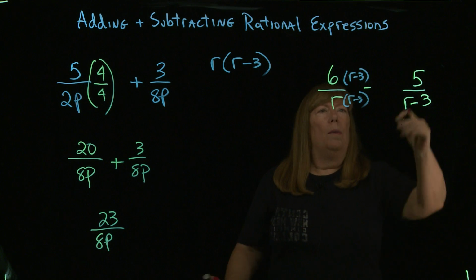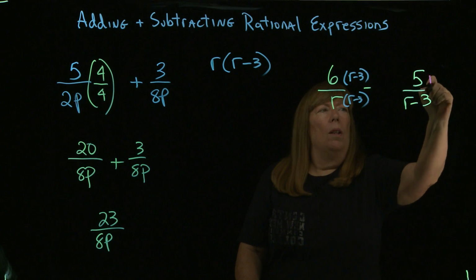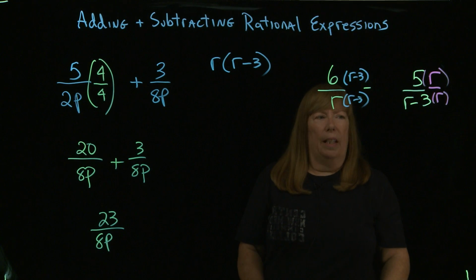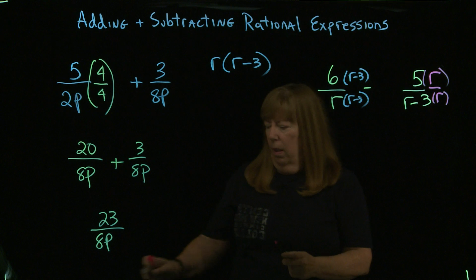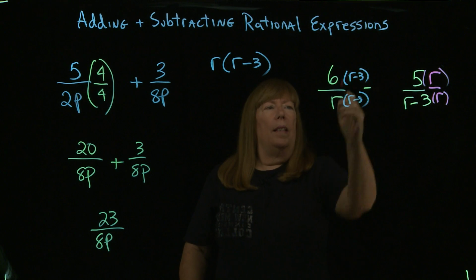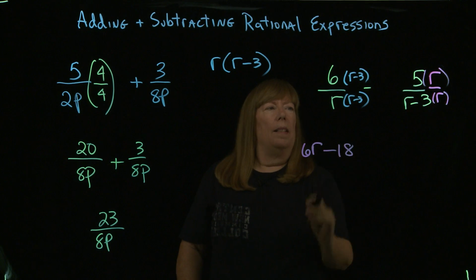And what part is missing from the common denominator over here? Well, that would be the r part. So let's put r over r. Because again, anything over itself is 1, so it's perfectly acceptable to do that. All right, 6 times r is 6r, and 6 times negative 3 is negative 18.